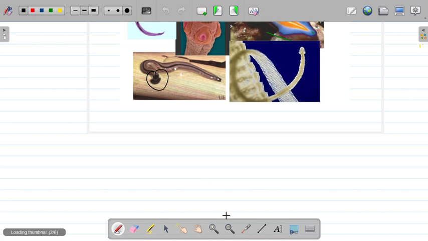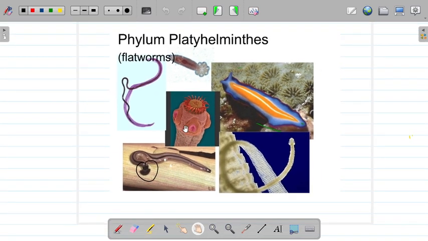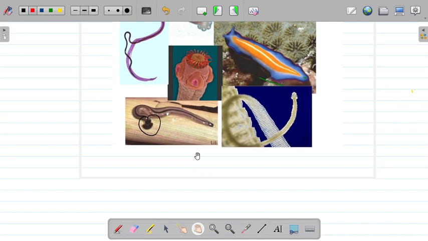Now, on to the tapeworms. This is the phylum Platyhelminthes. How I crammed this one is that they are called flatworms. This word over here, P-L-A-T, in Afrikaans means flat. So that's how I remember it. They are called flatworms because they are dorsoventrally flattened.